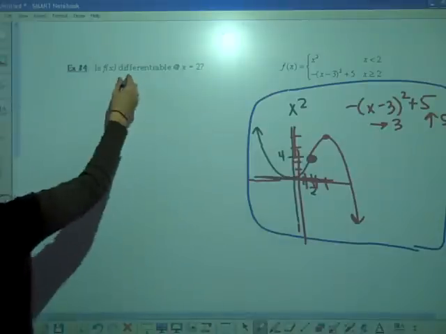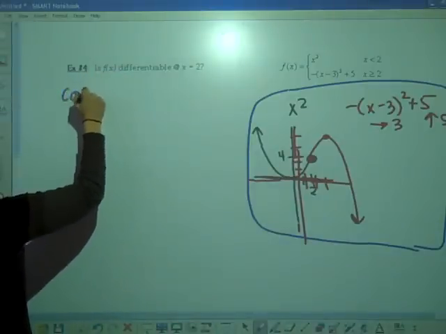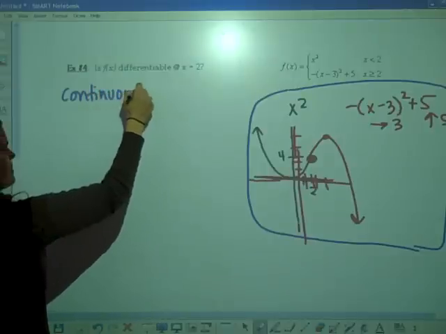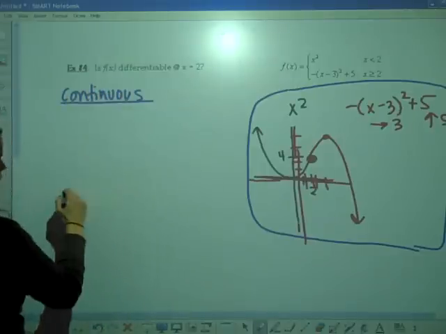So is the function differentiable? Well, in order for the function to be differentiable, it had to have been continuous. So we're going to write our continuity equation, and then it also had to be differentiable.